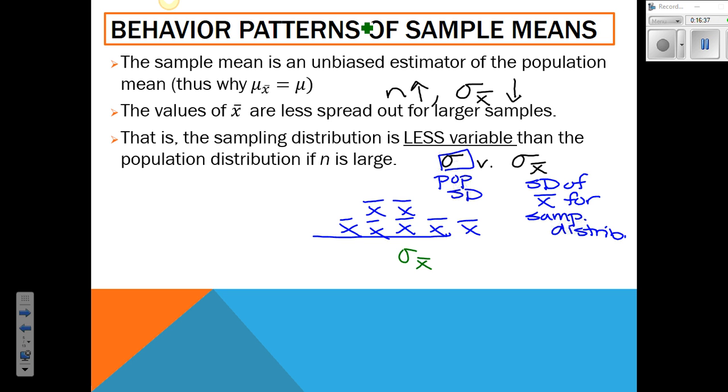Sigma sub x bar measures basically the spread of that. It's basically the spread of all your x bars. Yes? Yes, cool. All right, cool. Moving forward.